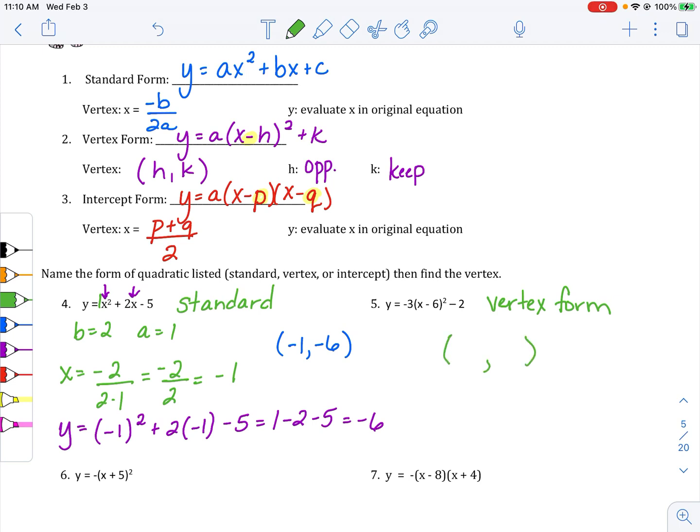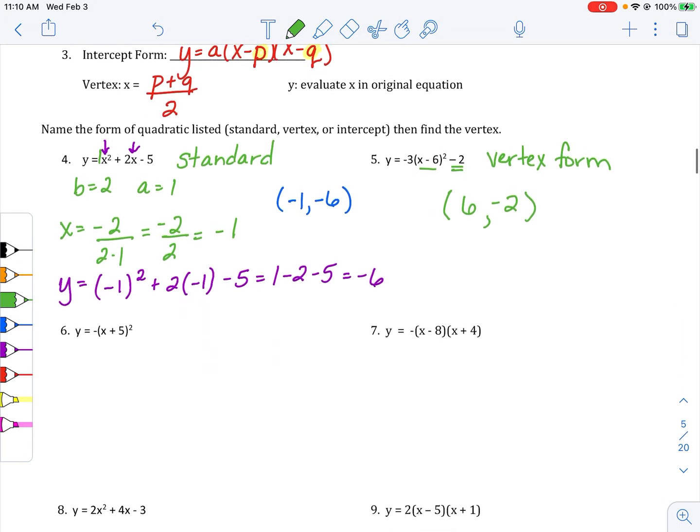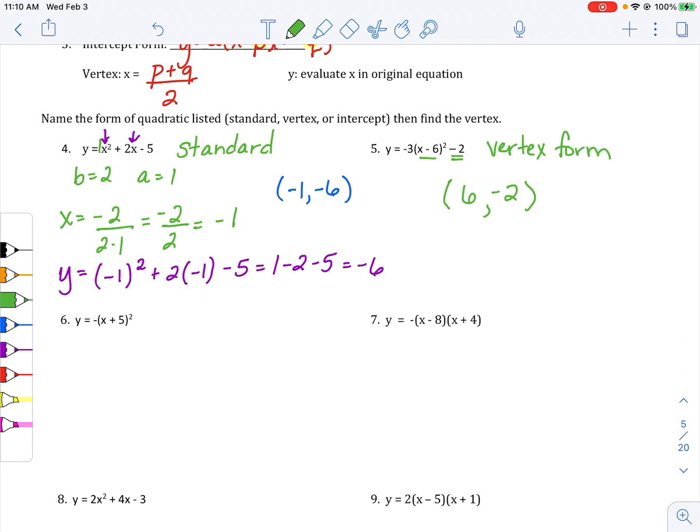So I'm just going to jump right to those parentheses. I'm going to take the opposite of what I see in the parentheses because the h is being subtracted here. So the opposite of negative 6 is positive 6. And then what's being added at the end? A negative 2. So (6, negative 2) is the vertex.